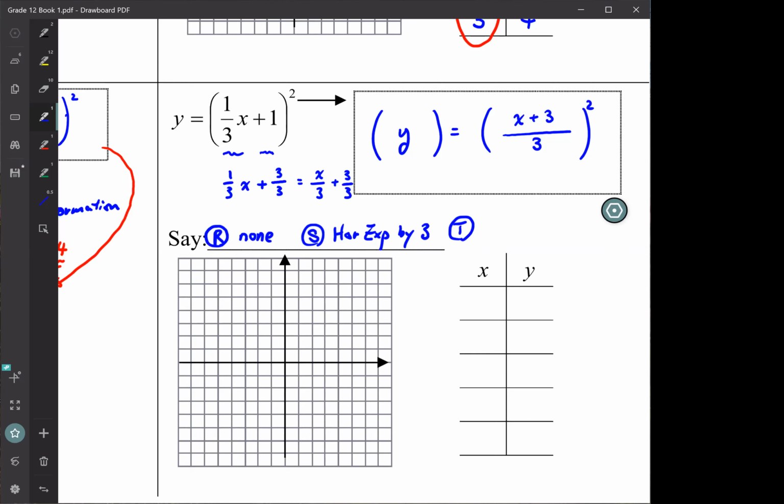Do we have translation? Yeah, okay. What kind of translation? Is it going left or going to the right? Left. Yeah, very good. Okay, adding means going left or down, right? But this one is with the X, so it'll be going left. We can say translate left 3.